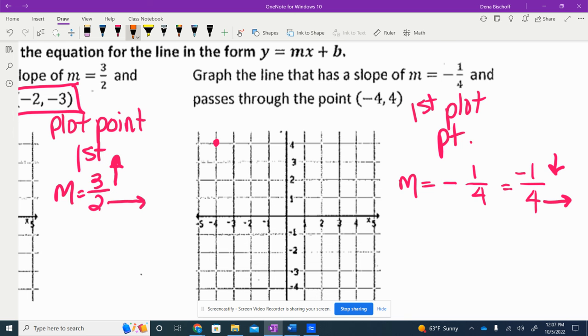Okay, so I'm going to go down 1. It's going to kill me not to do the squiggly bumps. Down 1 over 1, 2, 3, 4. Make a point. I'm going to do that again. I'm going to go down 1 over 1, 2, 3, 4. And now I'm going to connect my 3 points with a fabulously straight line, making sure that I put arrows on the end of it.